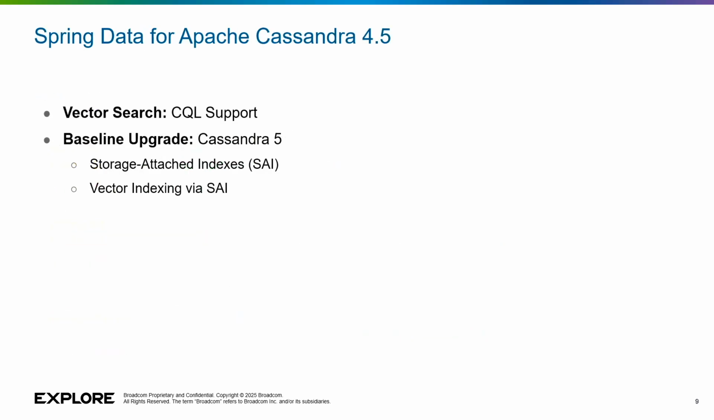That's all I wanted to cover for MongoDB for Spring Data 3.5. So vector search for Apache Cassandra looks similar, same concepts, but the way that it's done is slightly different when you go to query. We'll also talk about a baseline upgrade of Cassandra 5 in Spring Data 3.5.